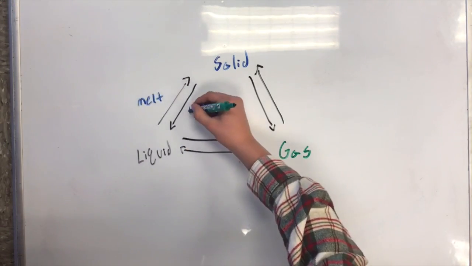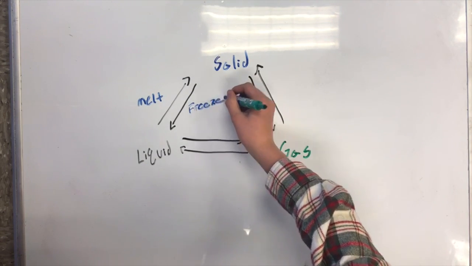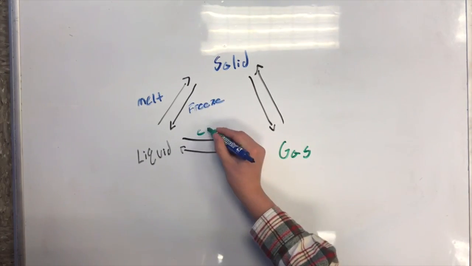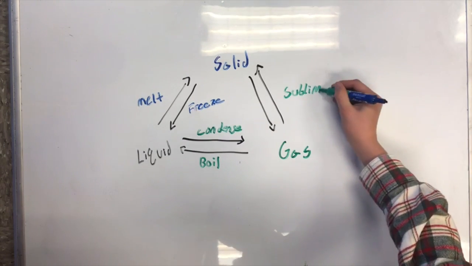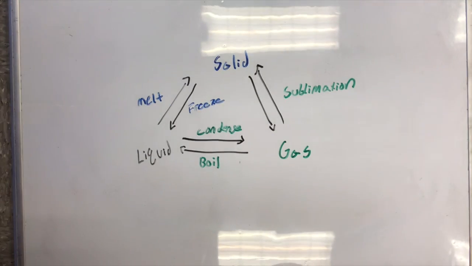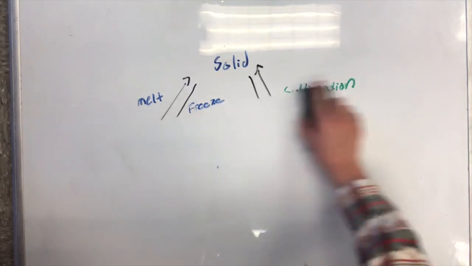A liquid can turn into a gas using a process called evaporation, and a gas can turn into a liquid using a process called condensation. A solid can turn into a gas using a process called sublimation, and a gas can turn into a solid using a process called deposition.